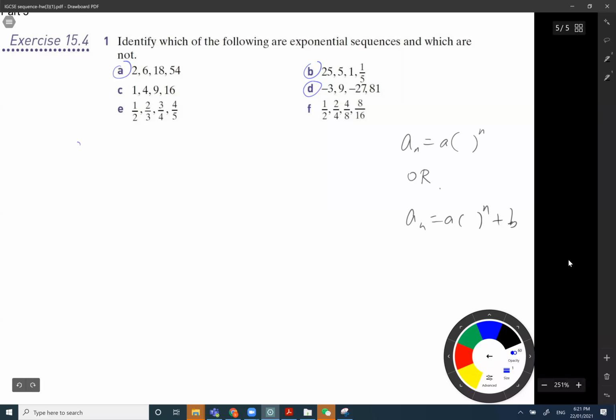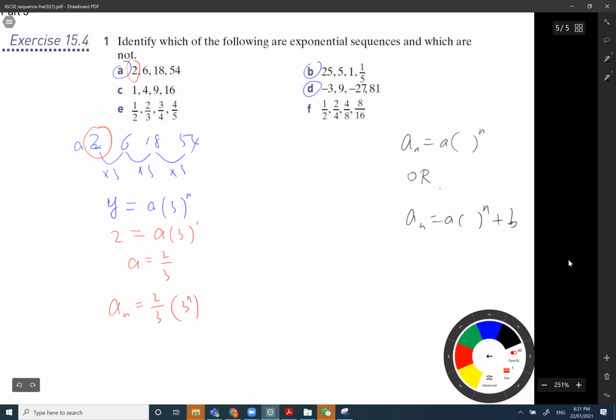For A, every time the number times by 3, times by 3, times by 3. So the formula, you can see y equals a times 3 to the power n. If n equals 1, we got 2, the first one. So a equals 2/3. That's why the answer is 2/3 times 3 to the power n. That's A.